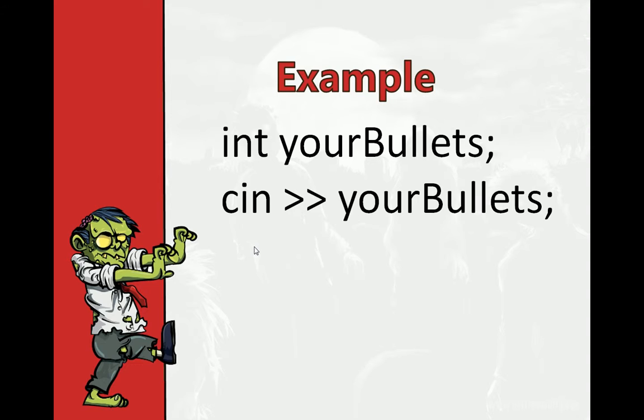So, for example, I have a variable called yourbullets. It's an integer, which we all know integers, just to review, are whole numbers. And then I'm probably going to have a prompt for the user telling them what value to put in, or what they're putting a value in for. So I could have a cout statement that says input the number of bullets you currently have, and the user would put that in, press the enter key, and then it would store that number in that variable.